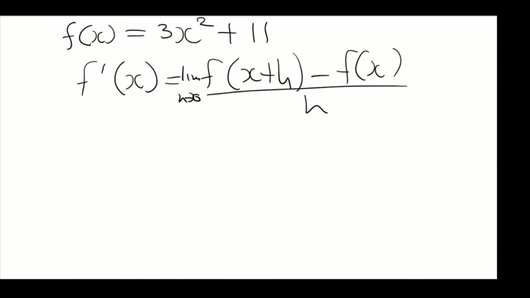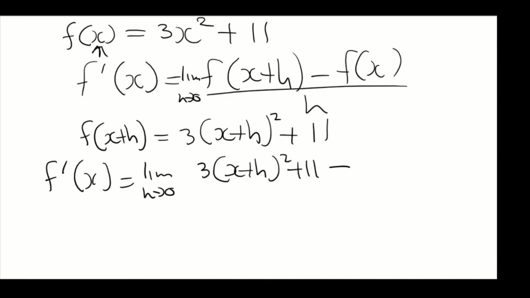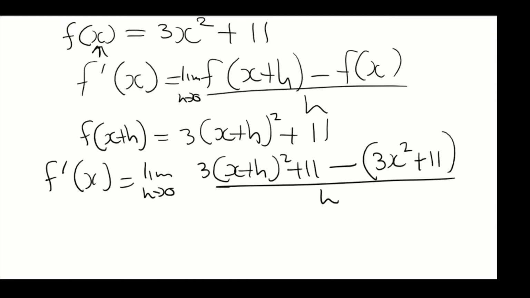So let's first find f of x plus h. Which means we're going to substitute in this function here. So it's going to be 3 into x plus h all squared plus 11. So f prime x is equal to the limit when h approaches 0 of 3 into x plus h squared plus 11 minus our f of x, which is 3x squared plus 11, divided by h.